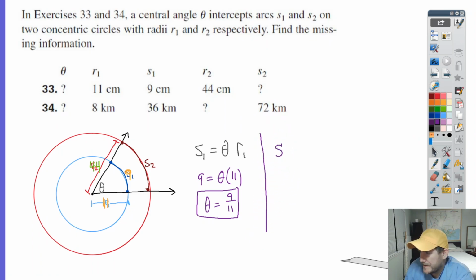Anyway, we can now find the second arc by taking our theta, multiplying it by our second radius. So we're solving for S2, that's our variable. Theta is going to be the same theta because it's the same central angle. So 9 over 11 multiplied by the new radius, which is 44. And lo and behold, if you cross reduce, you get 4. 4 times 9 is in fact 36. So your intuition was right here.